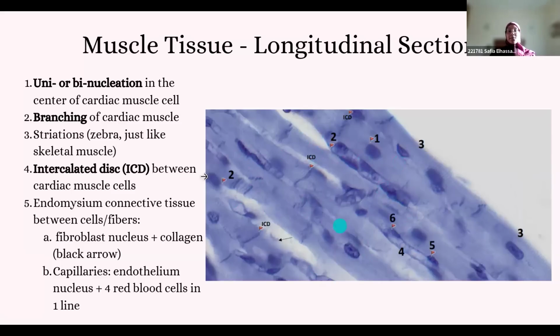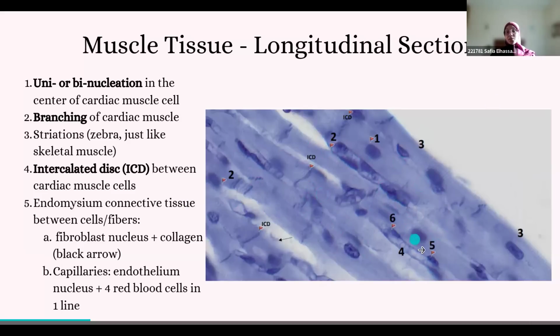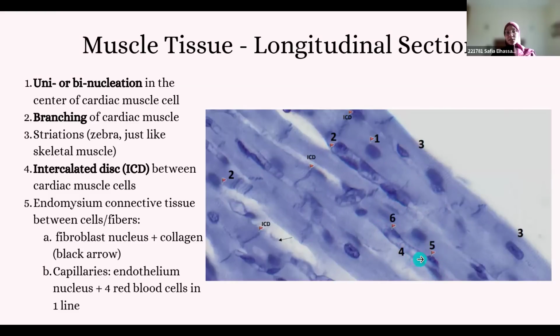Within the muscle tissue, you should also be able to see endomysium or connective tissue here, and you would also be able to see fibroblasts. Fibroblasts actually synthesize the endomysium. And how can you recognize the fibroblasts? They're spindle-shaped cells, and they have this flat-looking kind of nucleus.